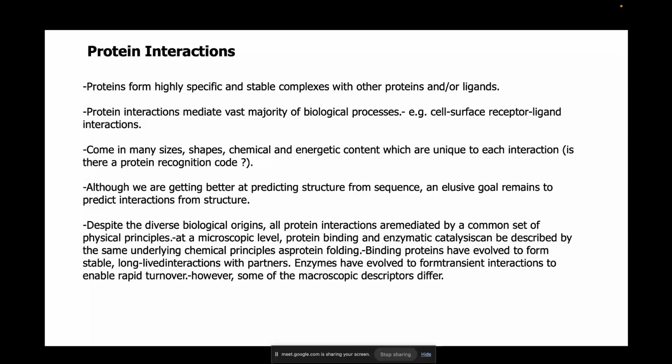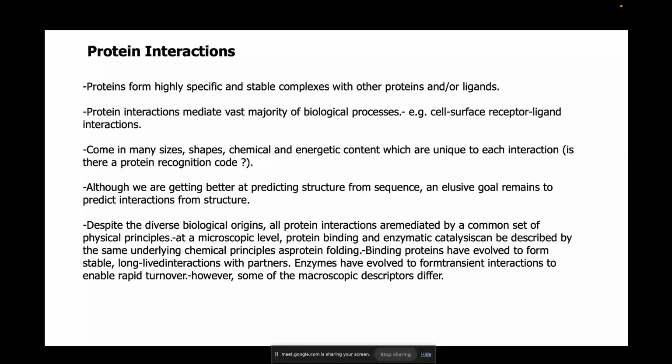So it can be a transcription factor binding to DNA. It can be a cell surface receptor-ligand interaction as well. They come in many sizes, shapes, chemical and energetic content which are unique to each interaction. Although we are getting better at predicting the structure from sequence, an elusive goal remains to predict protein interactions in the structure. Some of it has been looked at by AlphaFold, but there's a lot of it still not understood.